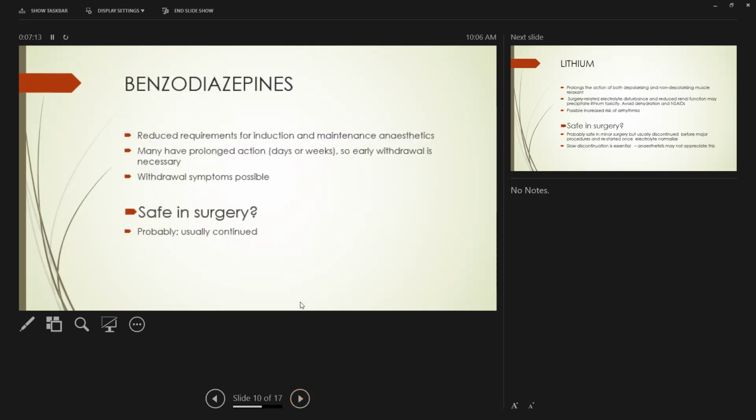Benzodiazepines reduce requirements for induction and maintenance anesthetics. Many have prolonged action, so early withdrawal is necessary. Withdrawal symptoms are possible, but usually continued in surgery.